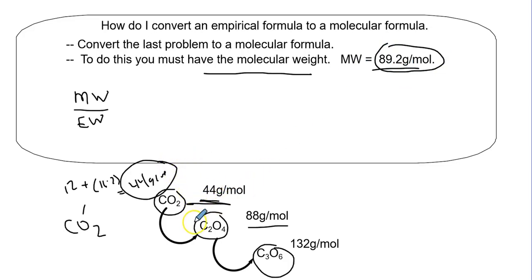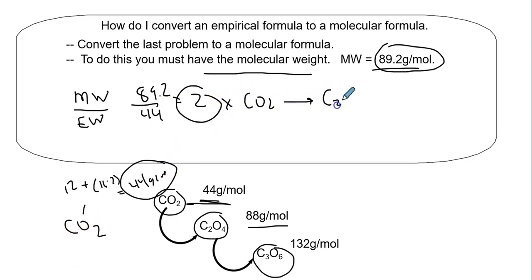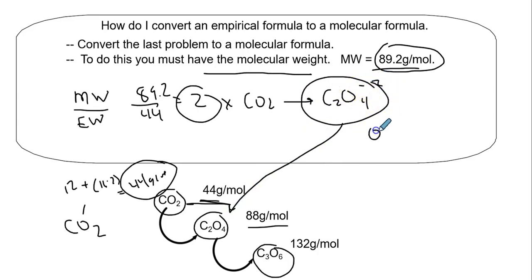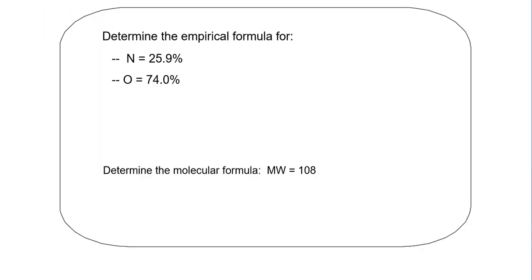So it can be that your empirical formula equals your molecular formula. But I'm going to take the 89.2 divided by the 44, and you're going to get basically 2. That means your empirical formula is doubled, 2 times CO2, which gives you C2O4. This thing, if it has a charge, is referred to as oxalate.